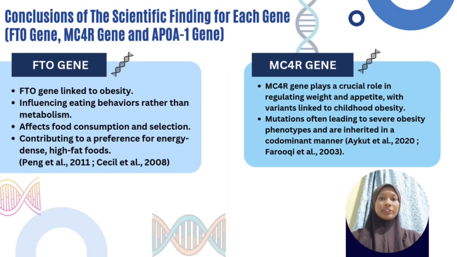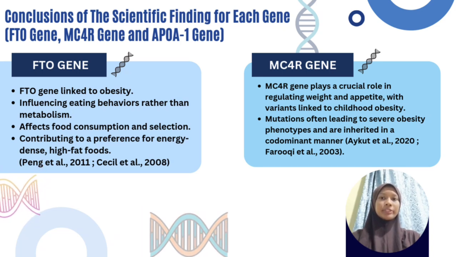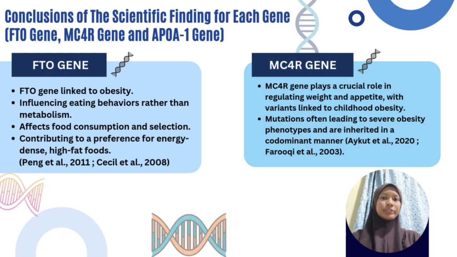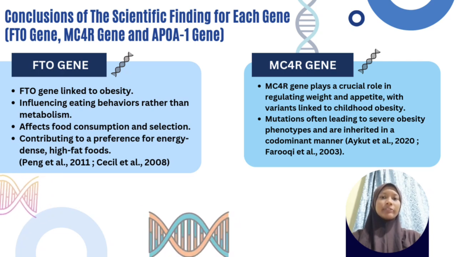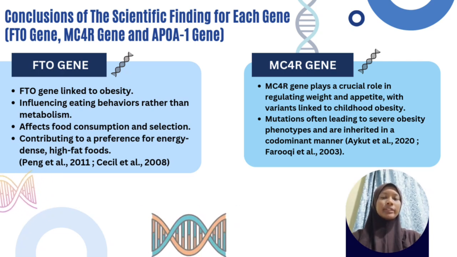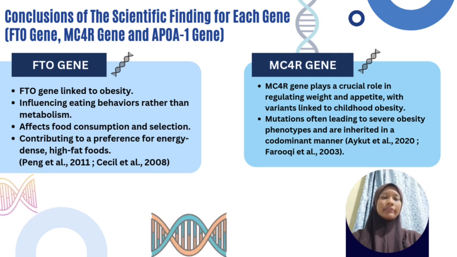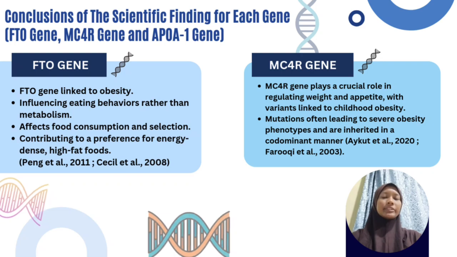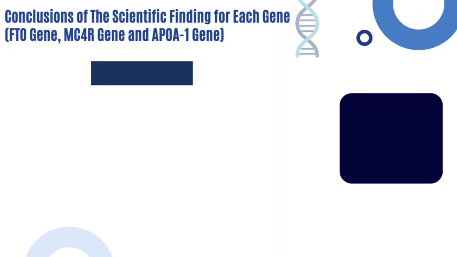The FTO gene is associated with obesity, primarily influencing eating behaviors such as food consumption and selection, rather than metabolism. This may lead to a preference for energy-dense and high-fat foods. Next, the MC4R gene plays a significant role in regulating weight and appetite, with variants linked to childhood obesity. Mutations often result in severe obesity phenotypes and are inherited in a codominant manner. These findings emphasize the importance of genetic research across populations.